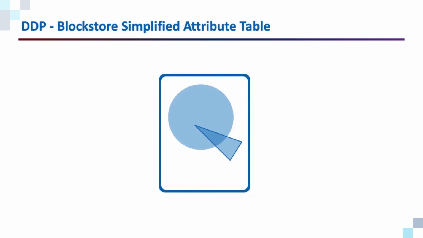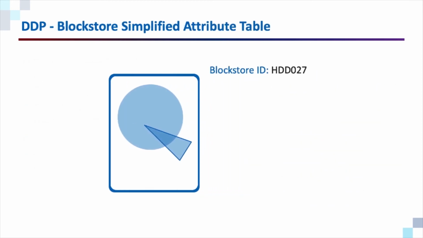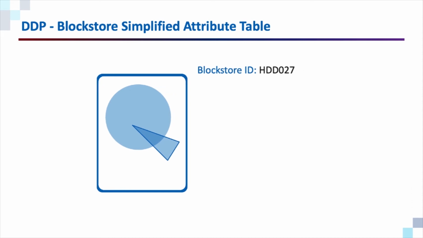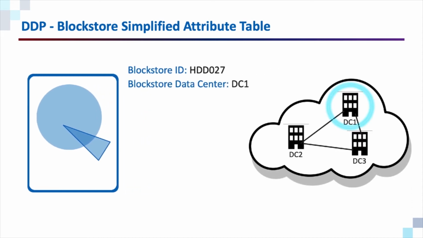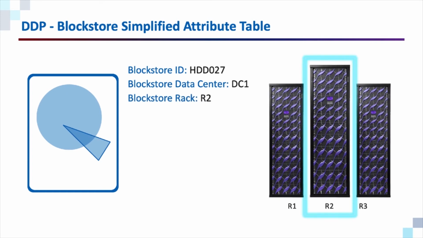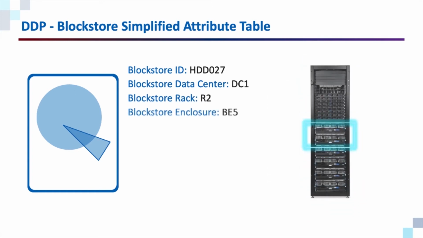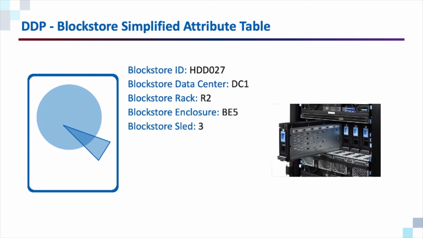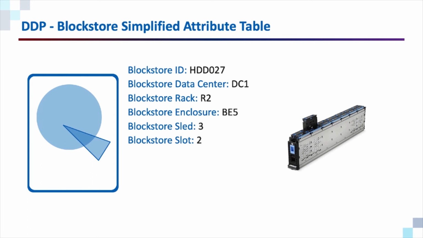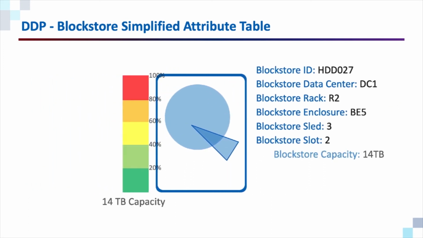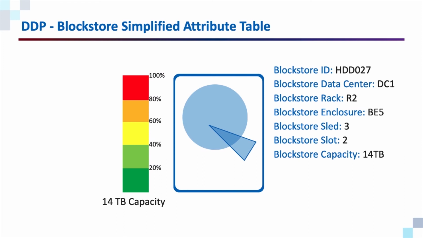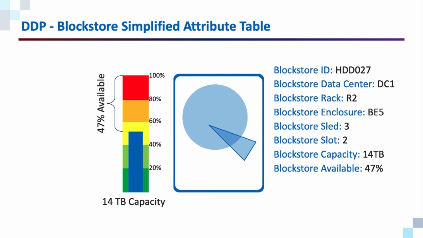Let's take a look at some of these block store attributes. Well, a block store has an ID. A block store has a location. We know which rack the block store is in. We know the storage enclosure. We know the sled, and we know the slot that block store is in. But there are additional attributes. We know the capacity of that block store. And we know how much of that capacity is available. This is important because you want your block stores filling up at a relatively uniform rate.